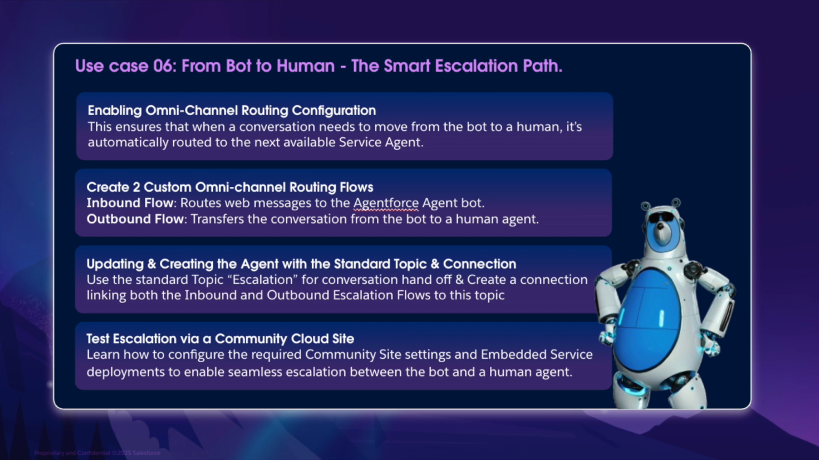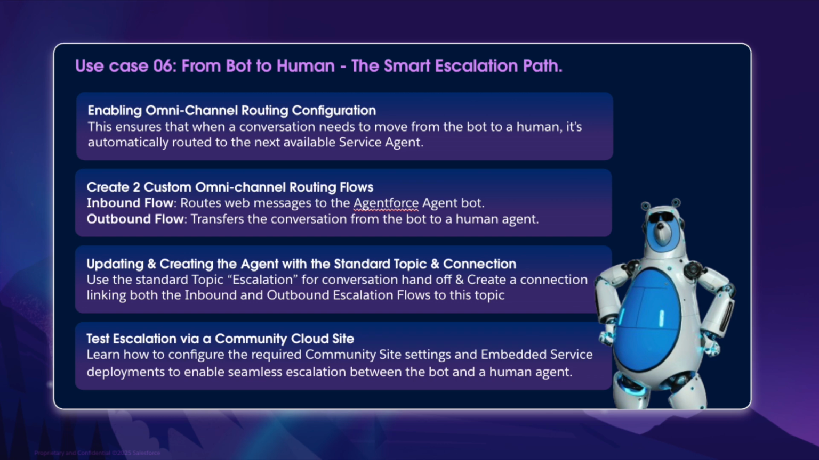Firstly, an inbound flow routes web message to the Agentforce bot, and next, an outbound flow transfers the conversation from a bot to a human agent. Thirdly, we will set up and update the Agentforce AI configuration. We will use the standard topic escalation, and we will create a connection linking both the inbound and the outbound escalation flows to that topic.